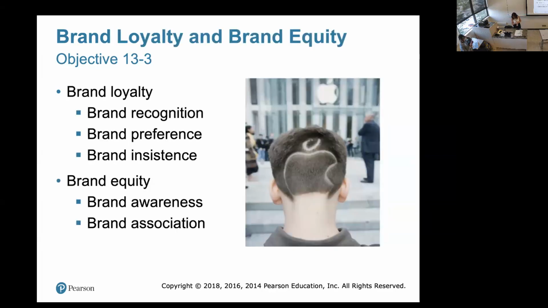So brand loyalty is brand recognition, brand preference, and brand insistence. It is what it says. You recognize your brand, you prefer the brand, and you insist on buying that brand. Anybody have any products that they use where it has to be that brand? They prefer a certain brand. Apple. A lot of us probably prefer Apple products. A lot of clothing brands, right, that we have preferences.